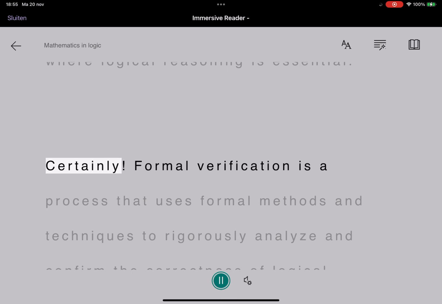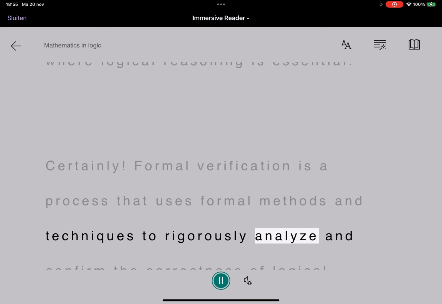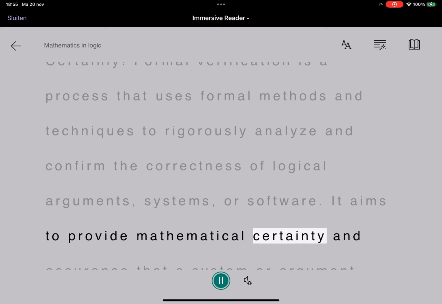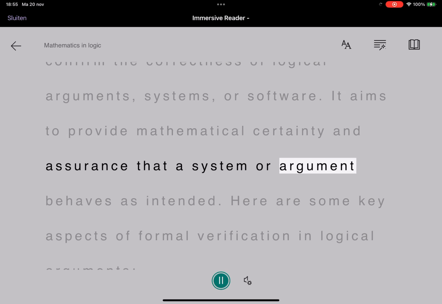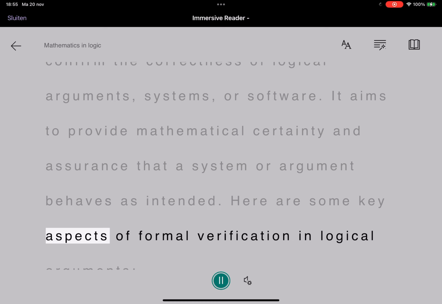Certainly. Formal verification is a process that uses formal methods and techniques to rigorously analyze and confirm the correctness of logical arguments, systems, or software. It aims to provide mathematical certainty and assurance that a system or argument behaves as intended. Here are some key aspects of formal verification in logical arguments.